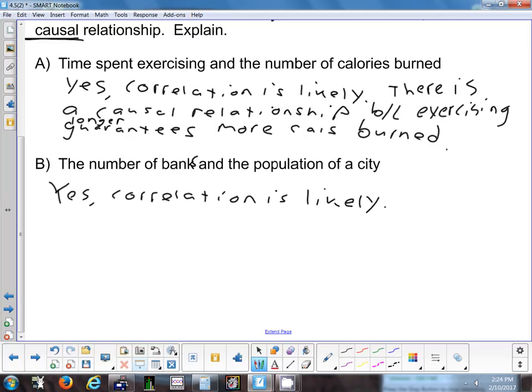But is it a causal relationship? Does having more people in a city mean, guys, sometime raise your hand. What does causal mean? Maggie, what's causal mean? Yeah, it's guaranteed. Good. Is it guaranteed, like automatically, if more people move into a city, a bank automatically pops up? No. Yeah, you have to build it. So no, there's not a causal relationship. So no, not guaranteed. Not a causal relationship.